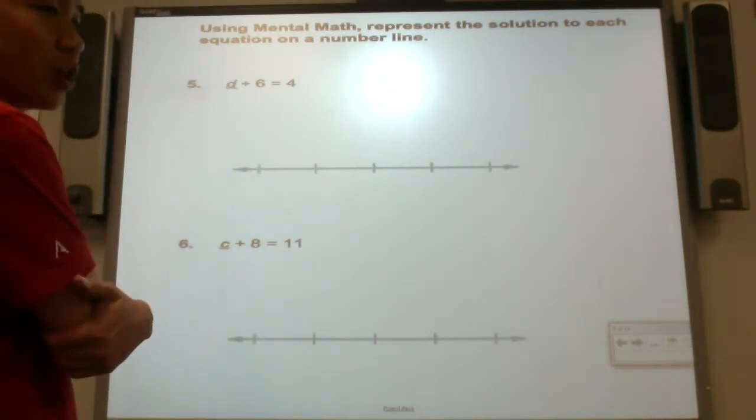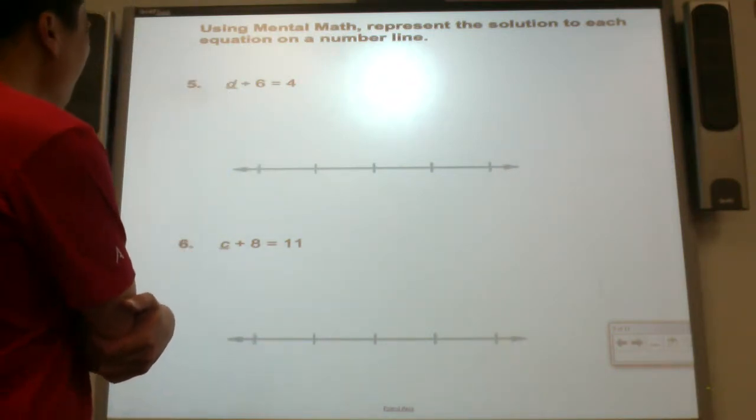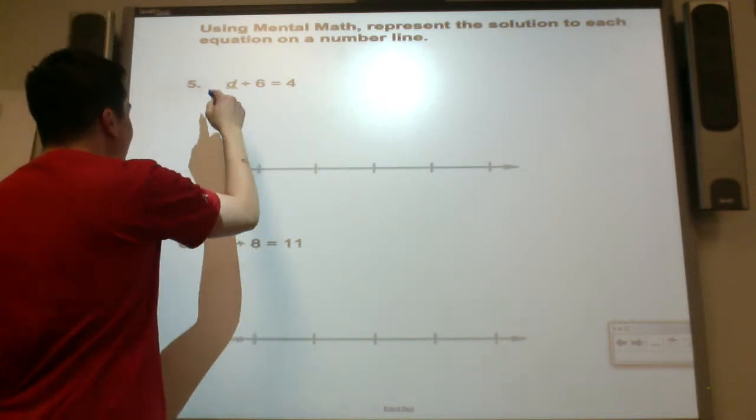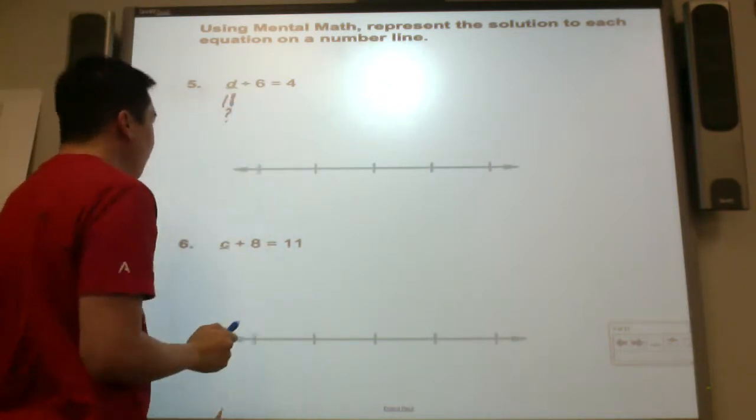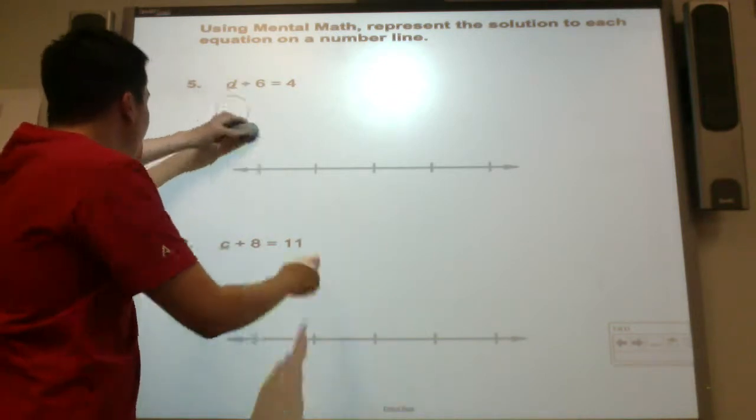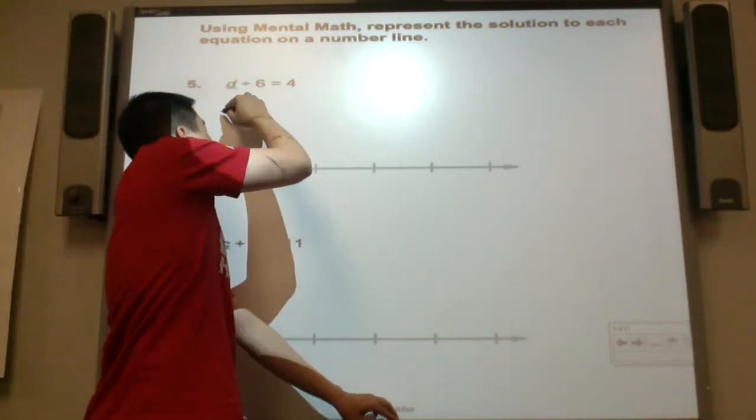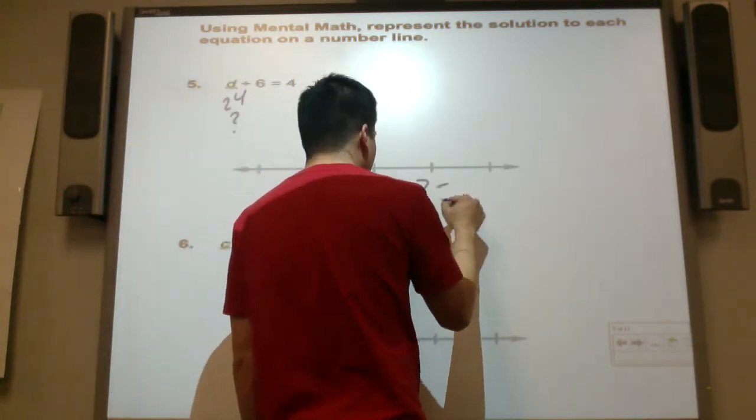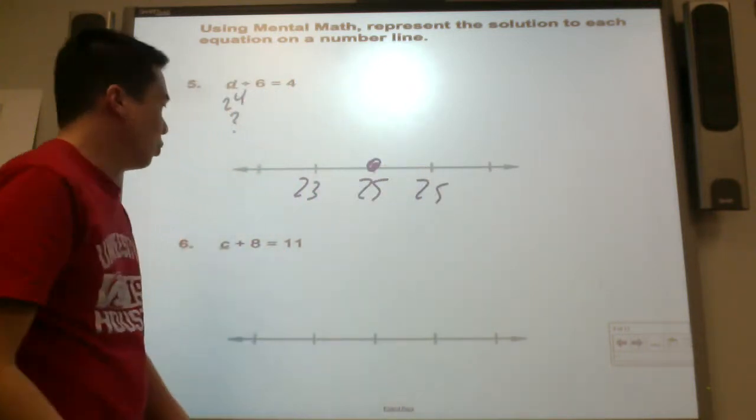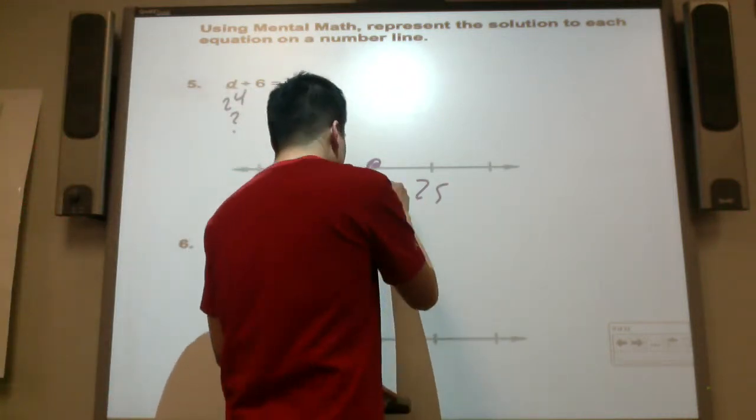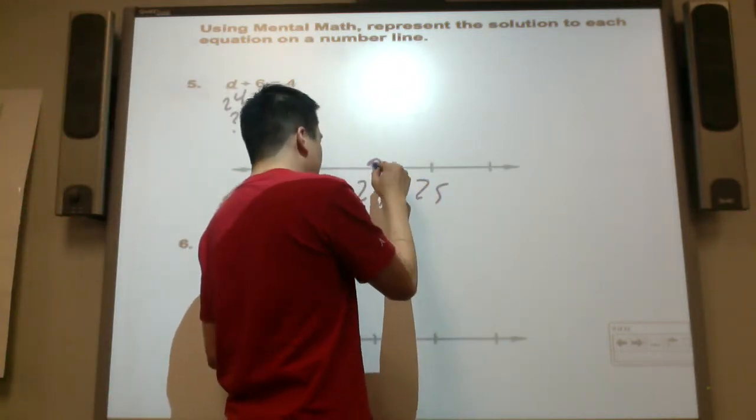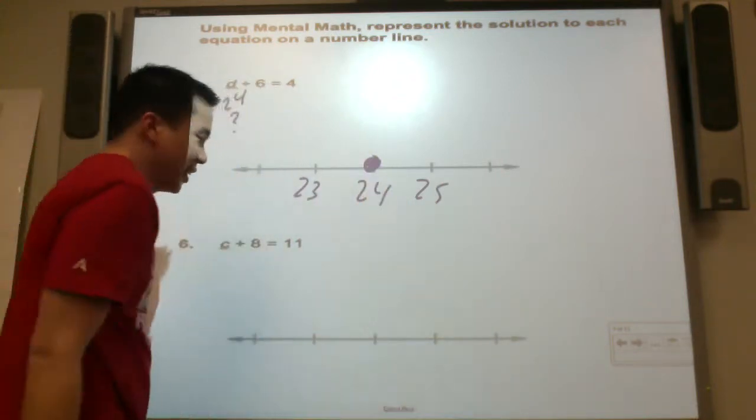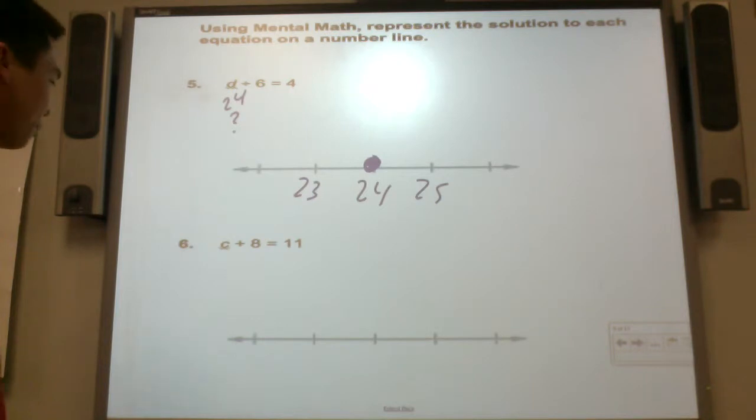Let's use mental math. Let's try to guess this. Something divided by 6 is equal to 4. Let's check and revise. I say 18? Now 18 divided by 6 is 3. Oh, 24 is the answer. So if I had to make a number line, what number comes before 24? 23. What comes after it? 25. And draw a big dot there representing the solution, 24.